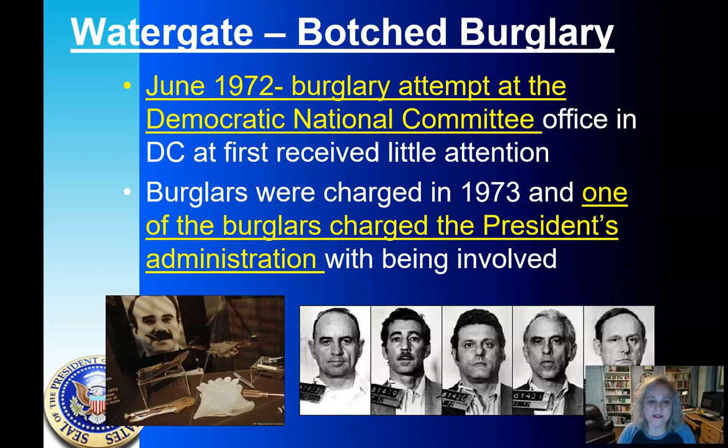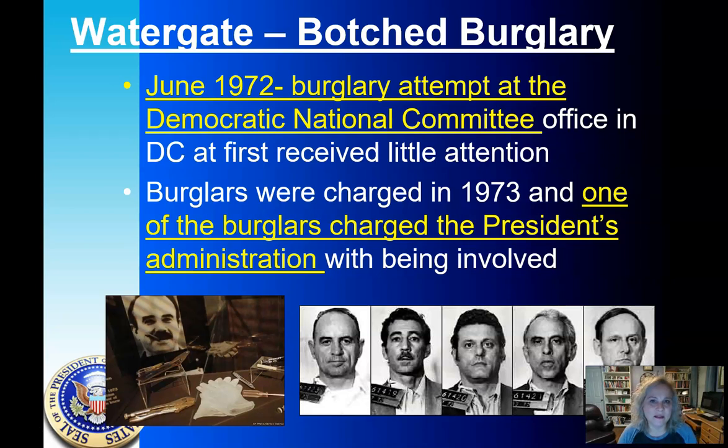Well, in June of 1972, there was a burglary at the Democratic National Committee. And what they found was that there were burglars in there, and the burglars actually were trying to adjust some, or I'm sorry, not videos, but little bugs, like hearing bugs. And really at the beginning it didn't receive much attention, okay?